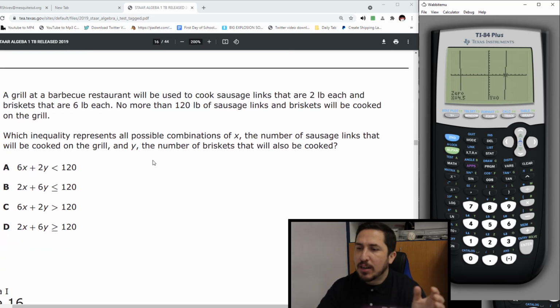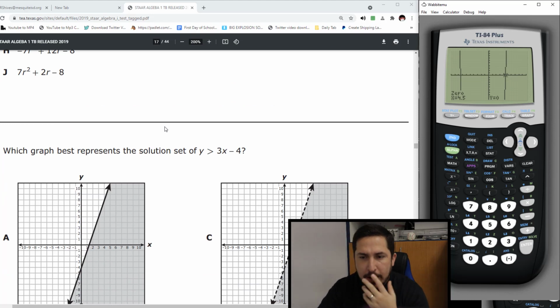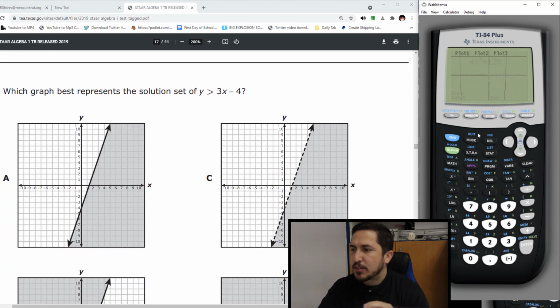All right, 15, you don't need to calculate for that. 16, go to y equals, instead of r's, use x's. You'll get that one right, and then check the table. These guys are so good. Your calculators are so great for this. I'm going to type in y equals 3x minus 4.